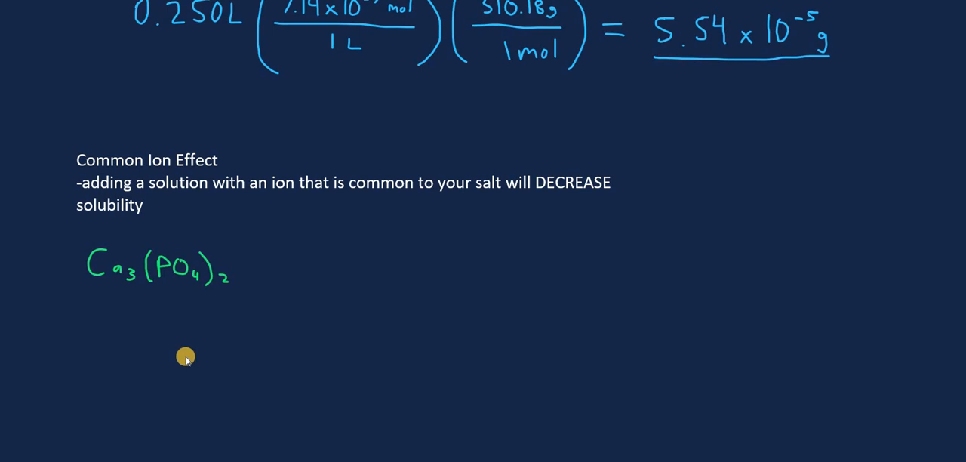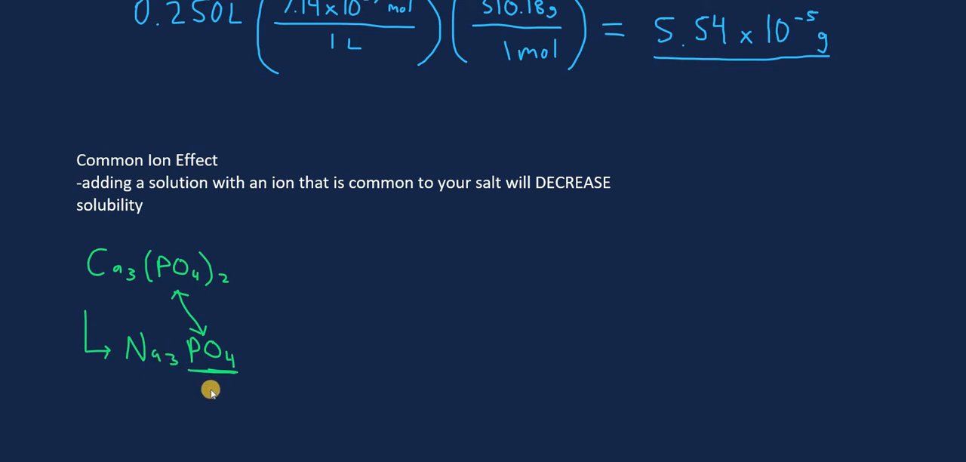So one last topic to discuss here with solubility is the common ion effect, which states that adding a solution with an ion that is common to your salt will decrease the solubility of your salt. So in our example, we had calcium phosphate. And let's say you added a little sodium phosphate to your solution. Well, sodium phosphate is going to give you the phosphate ion, and that's in common with the phosphate ion of our salt, and therefore the solubility will decrease if we added this.